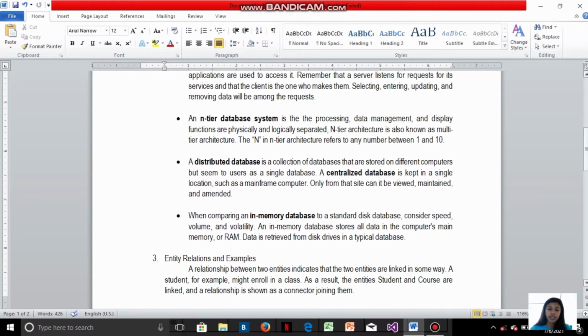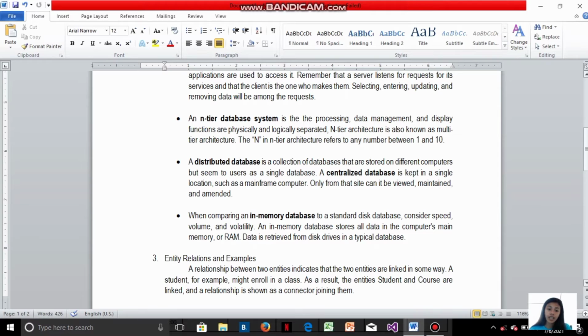So the next is the N-tier database system. The processing, data management, and display functions are physically and logically separated. This architecture is also known as multi-tier architecture. The N in N-tier architecture refers to any number between 1 and 10.